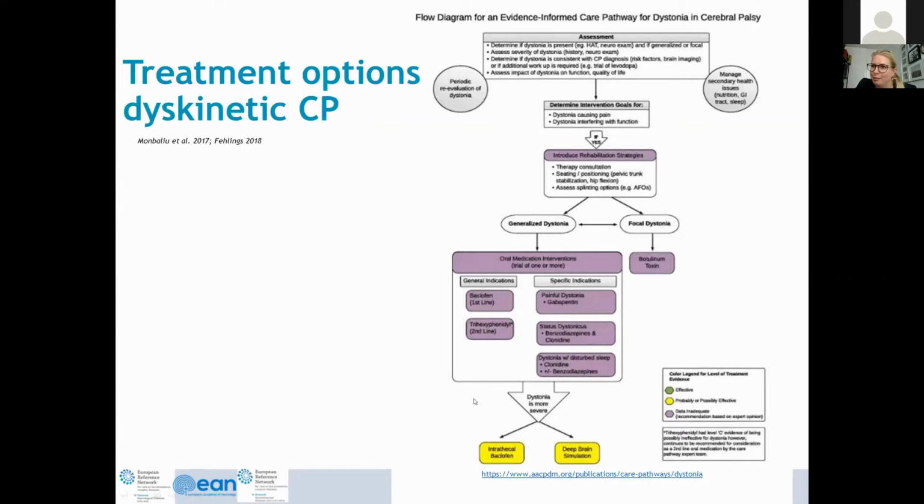Then the next step, once dystonia is more severe and oral medication is not efficient enough, could be ITB, intrathecal baclofen treatment, or DBS, deep brain stimulation. They're both yellow, and yellow means that they are probably or possibly effective. And then the results of intrathecal baclofen in patients with cerebral palsy are a little bit more consistent than the results with deep brain stimulation.